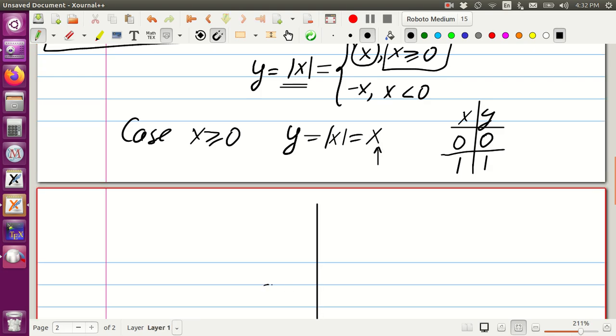So this case is done, so we can go and plot it. That means we start at 0, 0, and we go to 1, 1, so it's a straight line going this way.